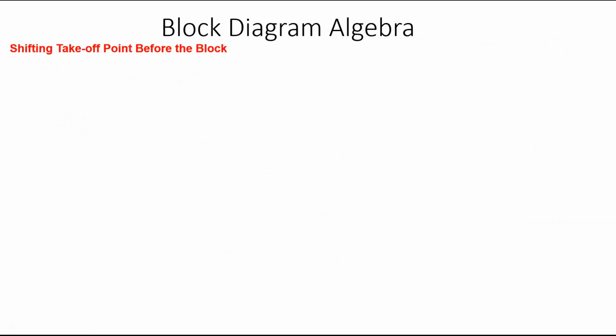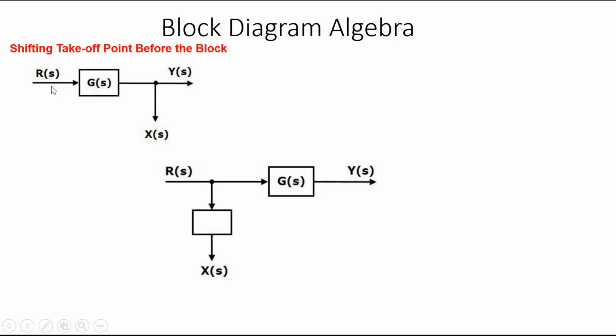Next, what happens if the takeoff point is moving to before the block. So this is actually after the block, and we have to move it to this side. So we have to find what is the multiplication factor. It will be a of s. So here x of s is actually y of s. It is the same signal, and y of s is equal to input into g of s, r of s into g of s, or x of s equal to y of s, so r of s into g of s.